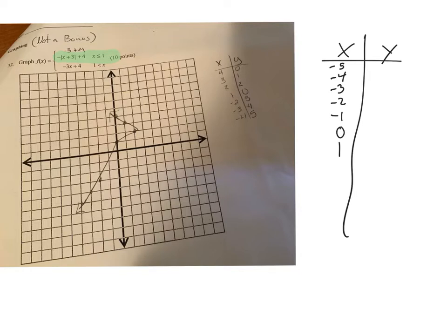Okay, let me back up. So all I'm going to do now is say these are all x values that go into the green equation, because these are all x values that are less than or equal to 1. But then I also have this equation, which is for x values that are greater than 1.